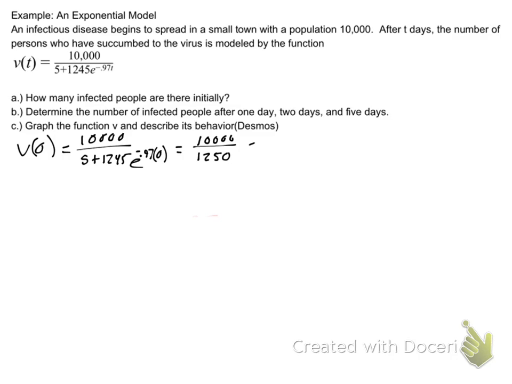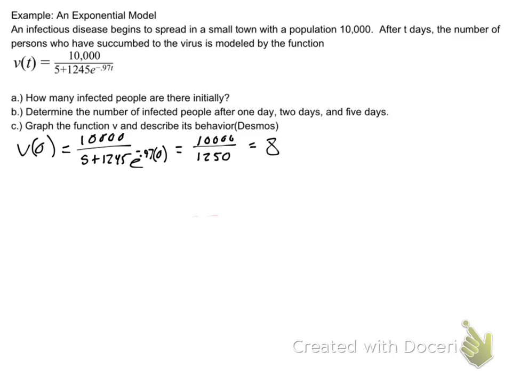And when we do that simplification, 8. So initially there were 8 people who were infected with this disease. You're like, not so bad. Yeah? Out of 10,000 people, 8 people are sick.